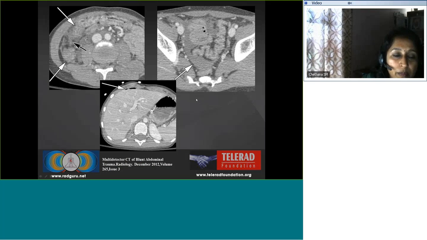This is a patient who met with a motor vehicle accident, and the findings include thickening of the large bowel loop, predominantly the ascending colon, with marked wall thickening, pneumoperitoneum, and hemoperitoneum, especially in the pelvis. So this is a case of colon injury, especially involving the ascending colon.